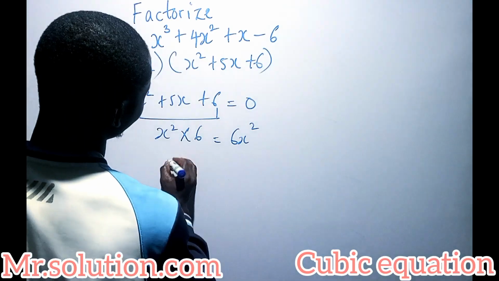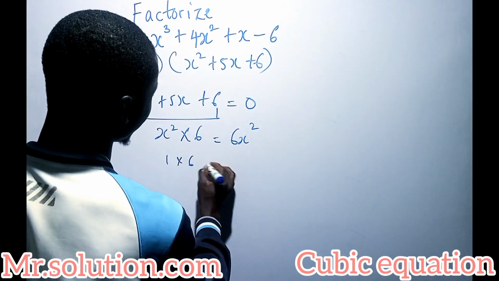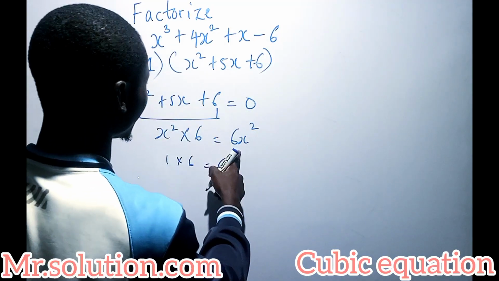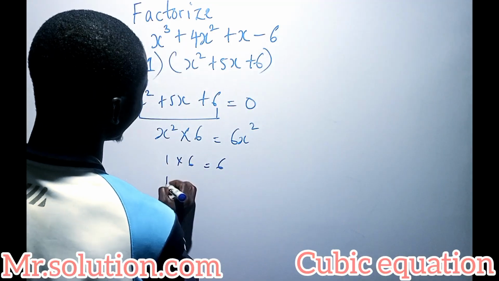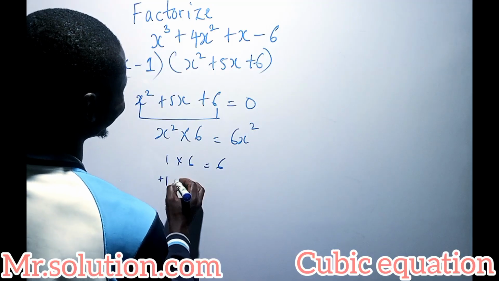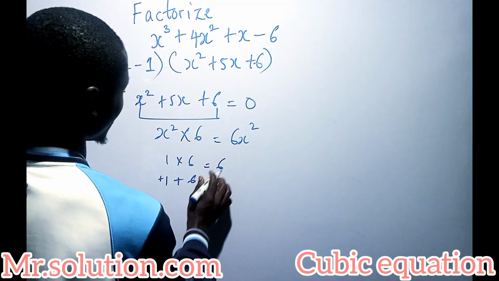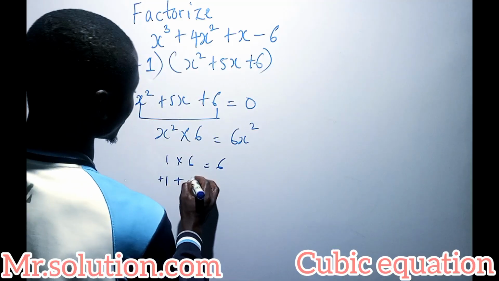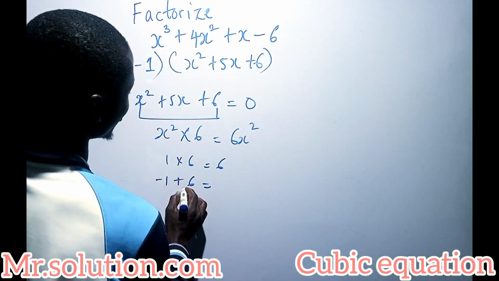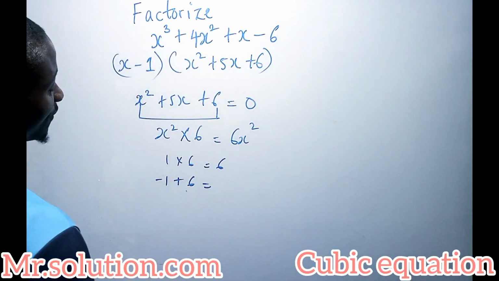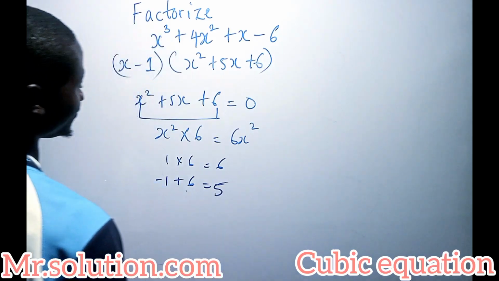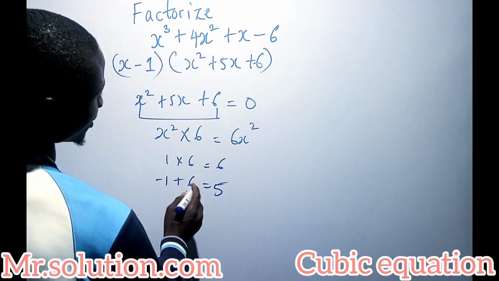Now let us look for the factors. The factors are 1 times 6, which gives us 6. 1 and 6, can it give us 5? Can it give us 6? Let us try. If we say plus 1 plus 6, it's going to give us 7. If we say minus 1 plus 6, it's going to give us 5. Now check very well.